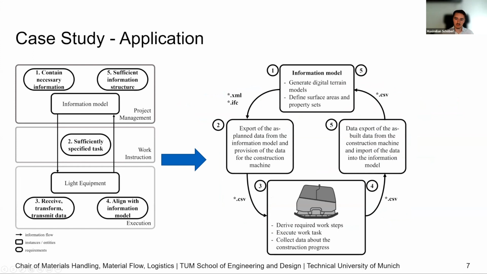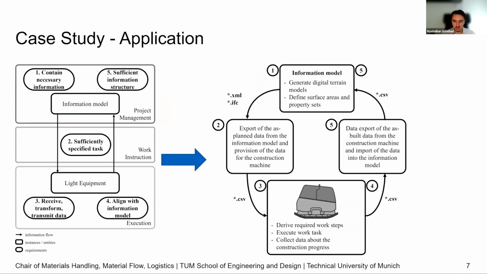So the task was to compact a certain area with a certain compaction value, so a certain density. Therefore, we used an information model, in this case, a digital terrain model, and there we defined the surface area and property sets, so the compaction value. This information was specified in an XML model. IFC would have also been possible.